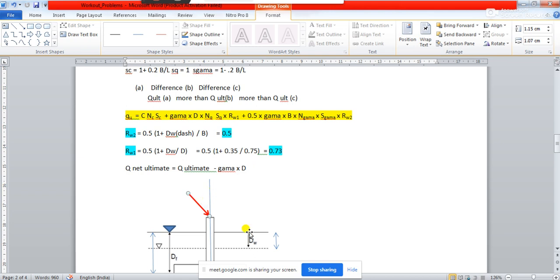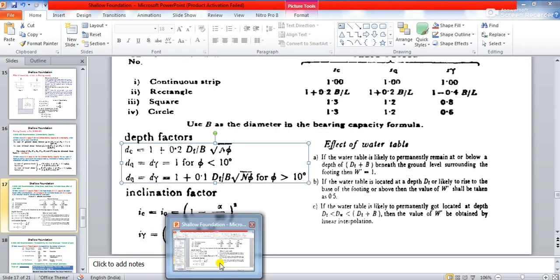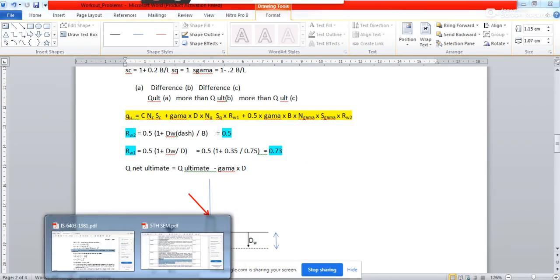So the inclination factor, as the code defines, is given in the code only.